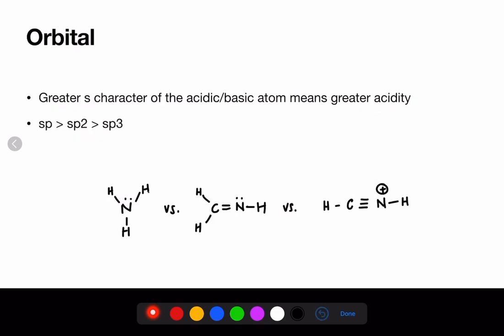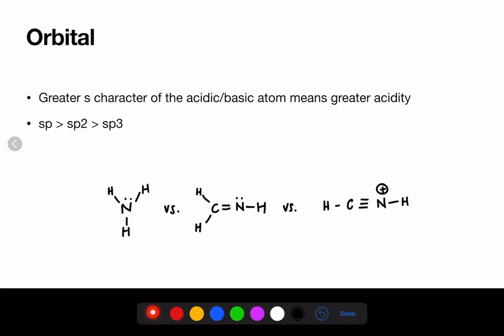Lastly, the O stands for orbital. To analyze this, you have to look at the acidic or basic atom in your molecule. The greater the S character of this atom, the more acidic it is. To find the S character, you have to look at the hybridization. The atom that is sp hybridized will have the greatest S character, and the atom that is sp3 hybridized will have the least S character.